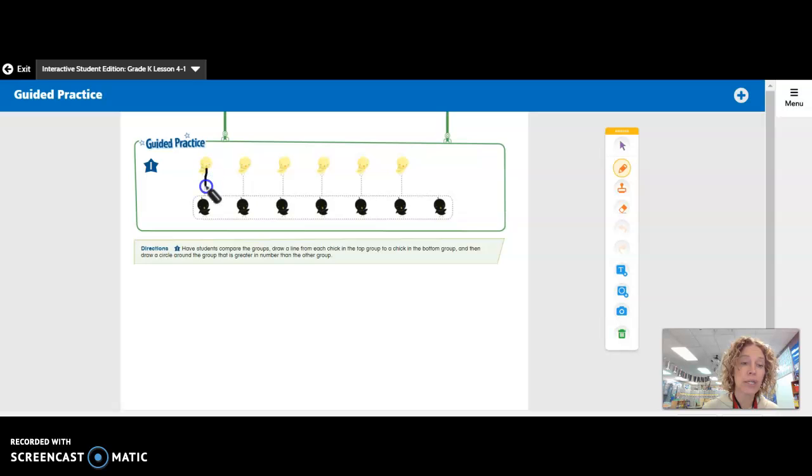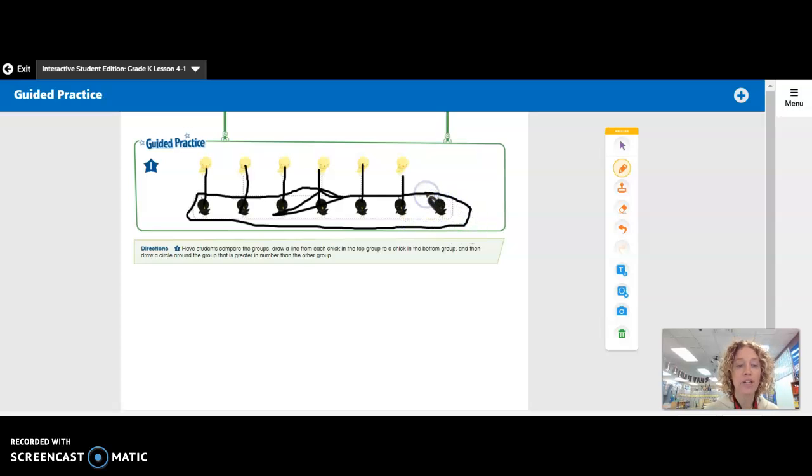Now we're going to match them up. We're going to put this yellow chickie to this black chickie. Yellow chickie, black. Yellow, black. Yellow, black. So we've matched all the chickies that can be matched up. Which group is greater? Remember, it's the one that has leftovers. Yeah, the black group of chickies has a leftover, so that's a greater amount. That means there's more. So we're going to circle, whoops, that's a terrible circle. That's what happens when you're using your computer finger here.